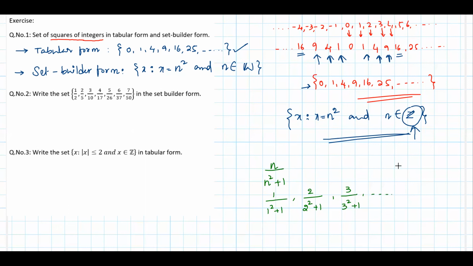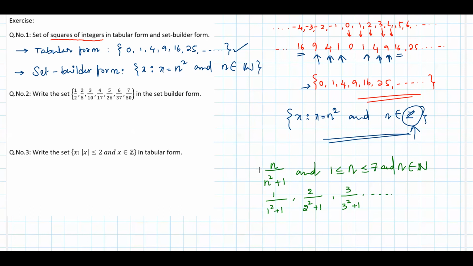But one thing that we have to understand here, n belongs to natural numbers. And the maximum value of n is 7. So n can be less than or equal to 7, right? This is the maximum value. And what is the minimum value? 1. And it can be equal to 1. So 1 less than or equal to n less than or equal to 7. This is the set builder form here.